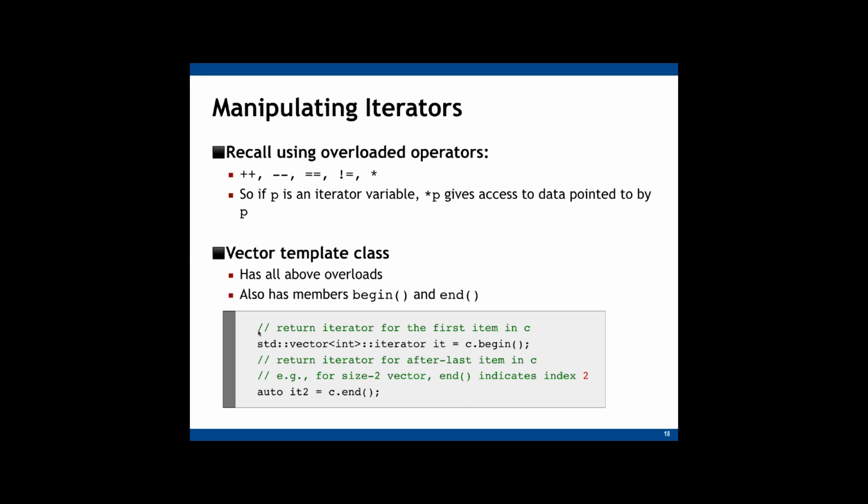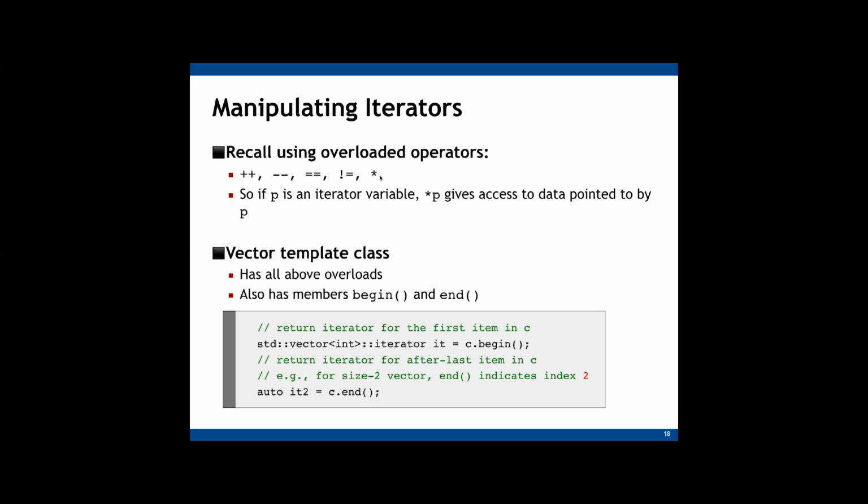This is because iterator overloads the operators shown here: the increment, decrement, equality, and the dereferencing operator. So you can use iterator just like using a pointer. All these operators we use for the pointer, just like a pointer, you can use these operators in iterator components as well.